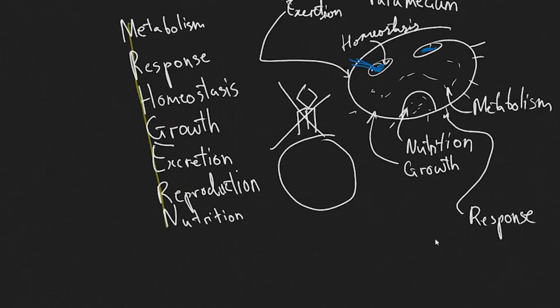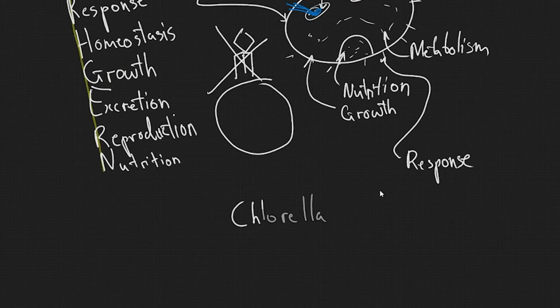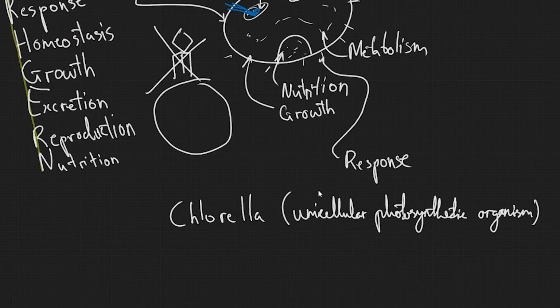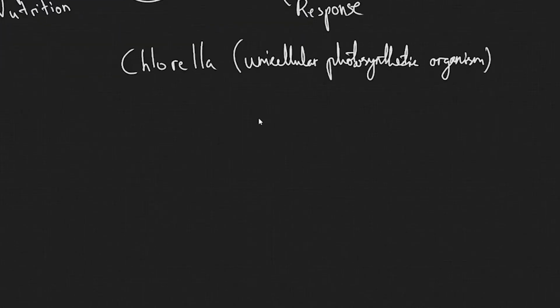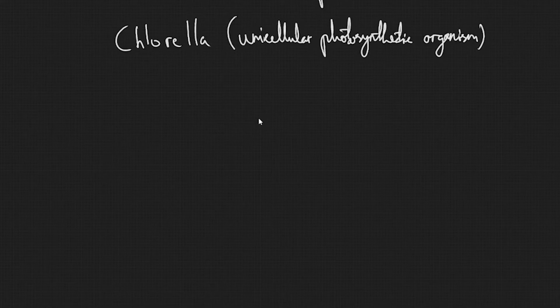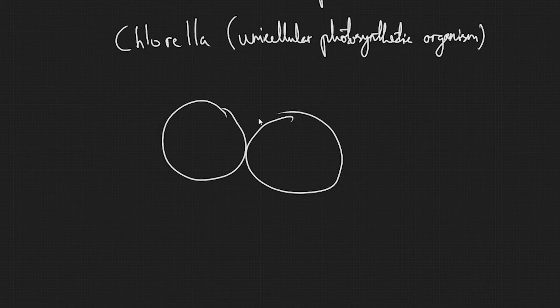Let's now look at the chlorella. You can also write it as a unicellular photosynthetic organism, which means that it produces energy and undergoes photosynthesis. Photosynthesis is the process of producing glucose for the plant, and specifically for plant cells. Now let me draw chlorella. Here is chlorella, and now it will undergo metabolism the same way as Paramecium.